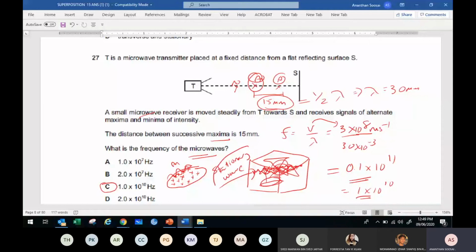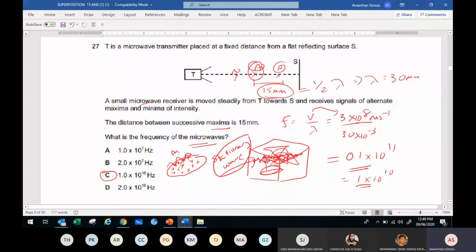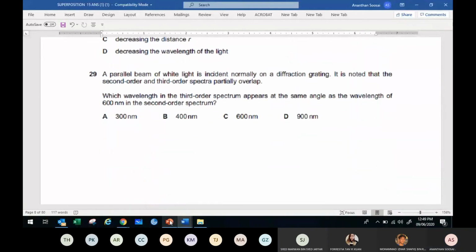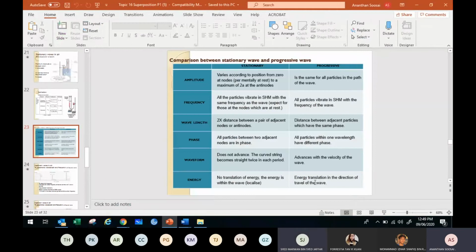So remember, the type of wave formed in the microwave oven is a stationary wave. Okay, so the question is like this. You go and give it a try. Now you have to go to the last point, this part.